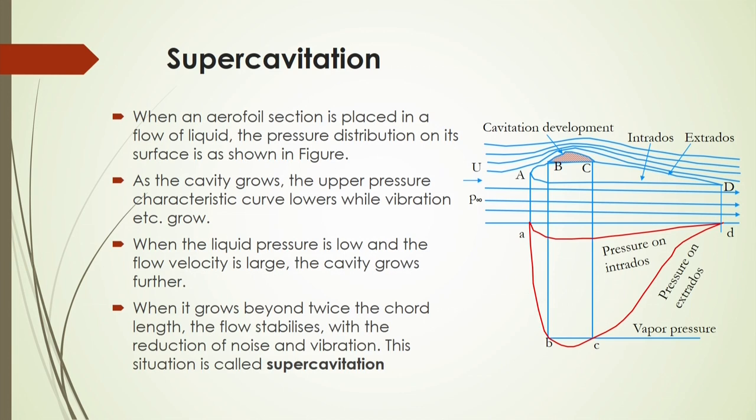Now, suppose a cavity forms due to this lowering pressure. As the cavity grows, the upper pressure characteristics curve lowers, and vibration also grows. When the liquid pressure is low and the flow velocity is large, the cavity grows further. If the cavity grows larger than the chord length, that is twice the chord length, the flow will stabilize, with a reduction of noise and vibration, and this situation is called super cavitation.